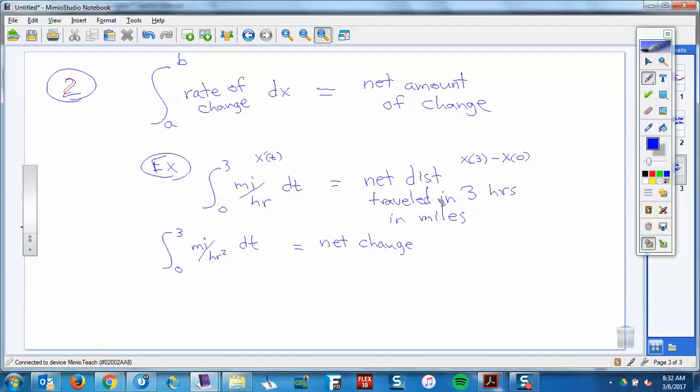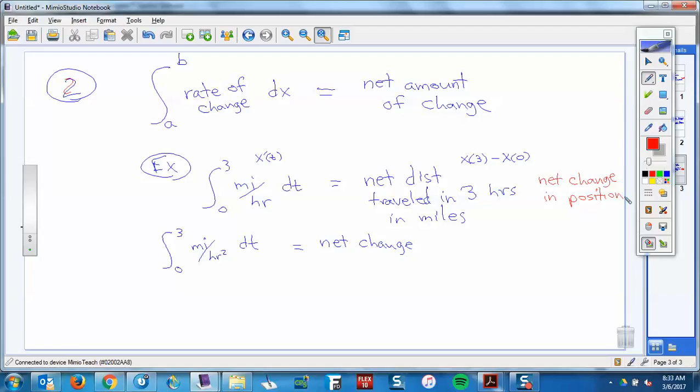Change. Now I didn't use change here. This is net distance traveled. Technically we would say net change in position is technically a better way to say this, because this is the velocity function. So the miles would be the position function. X would be where it is, not how far it's traveled, but where it is. But if you take its ending position minus its beginning position, that gives you the net distance traveled.